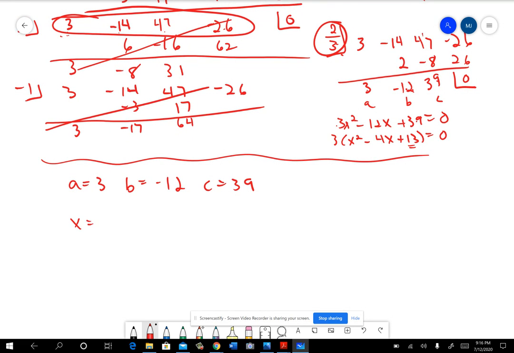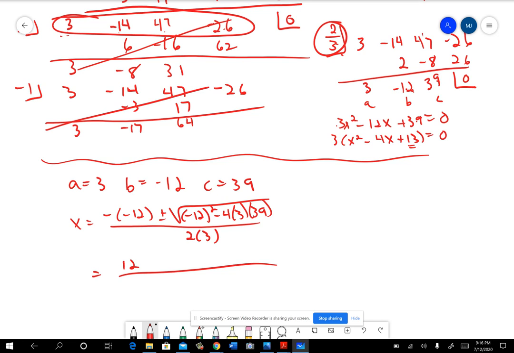So we're going to plug in B, opposite of B, plus or minus square root of the B squared minus 4 times A times C, all of that over 2A. That's a 12 there and a 6 there. And then -12 squared is 144. And then I've got to do the 12 times 39. Okay. And that turns out to be just a minus because there's only one negative, minus 468.